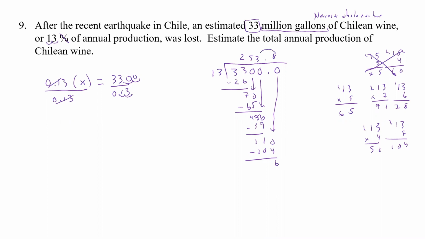So does 8 round up to 3? Yes, it does. So X is equal to 254 million gallons of Chilean wine per year is made, an annual production.